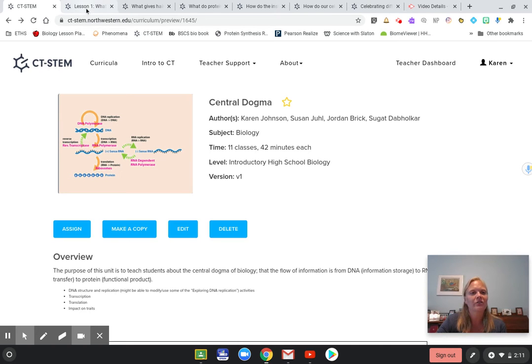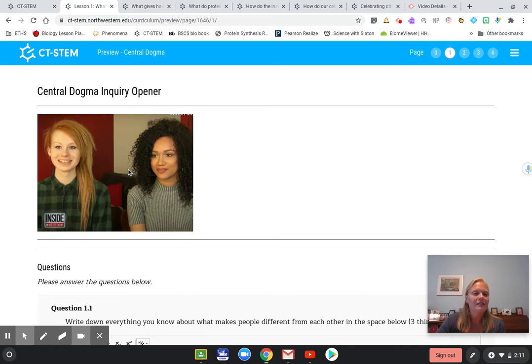The first thing the students are going to see is a video of these two young women who are twins, and as you can see, one of them is black and the other one is white. So we're going to try to figure out why it is that they look different. Framing this whole unit as sort of a mystery of figuring that out, I hope will increase student buy-in. We're going to focus specifically on their hair because hair is a non-invasive, easy thing to test.